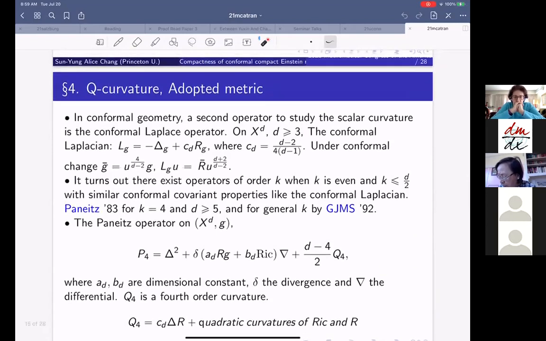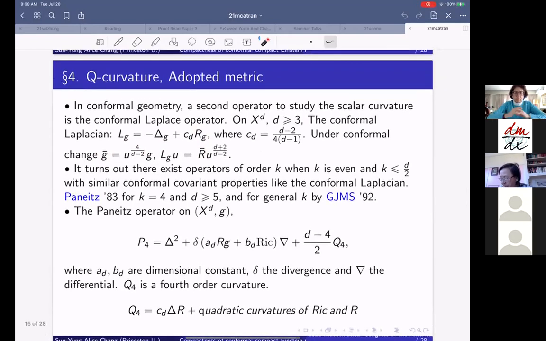So to start with, in conformal geometry, to study the scalar curvature, there is a second order operator called the conformal Laplace operator. This is a Laplace operator plus a potential function, which is a constant times the scalar curvature. I won't go into detail, but this operator prescribes scalar curvature in the sense that if you have a metric G, and a conformal factor U to the 4 over D minus 2 power, then LG of U captures the scalar curvature of this conformal change of metric. So this is a well-known fact. And of course, solving R bar equal to constant is the famous Yamabe problem.